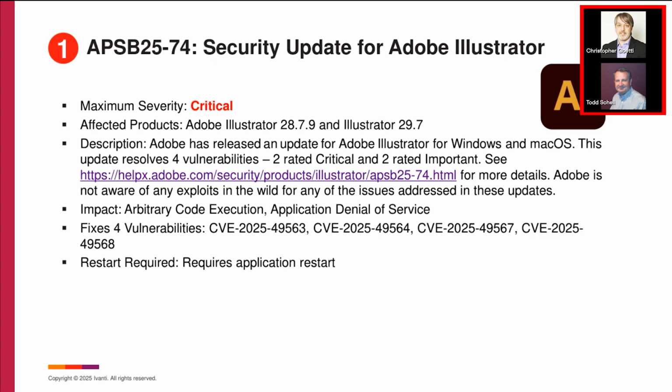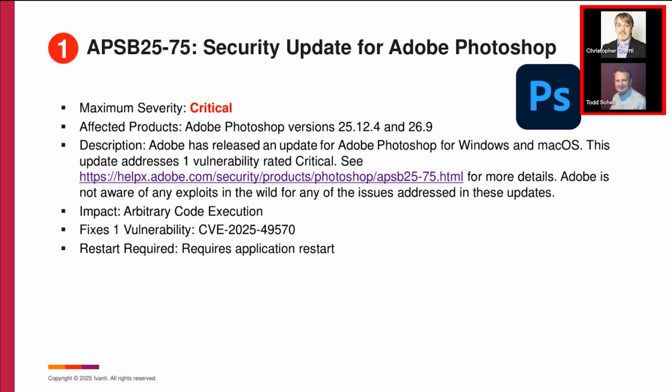In addition, Adobe Illustrator was updated, both versions here. These are typically 2024 and 2025. I've included the actual release numbers so you know what the updates are when you look at them in the application itself. In this case, arbitrary code execution and some denial of service vulnerabilities. 4 of them, 2 rated critical, 2 rated important in the Illustrator update. We did see a Photoshop update, just 1 critical vulnerability associated with arbitrary code execution. Again, versions 2024, 2025 here on that.